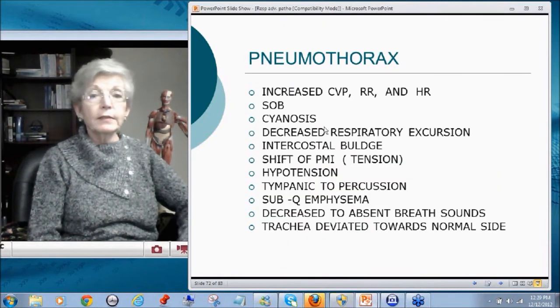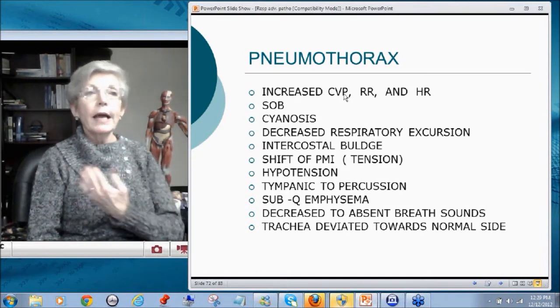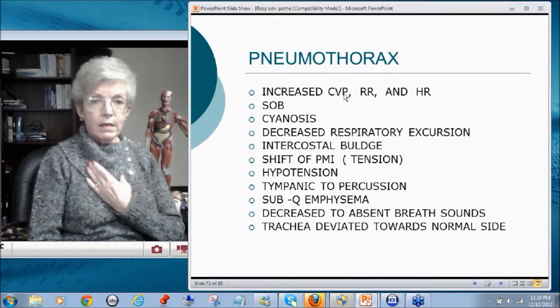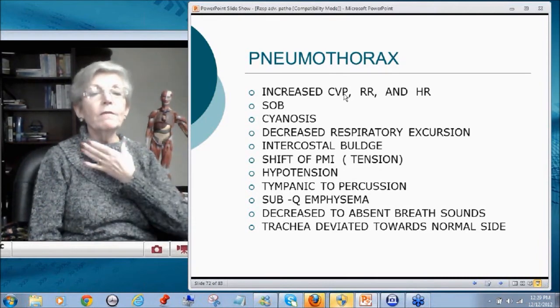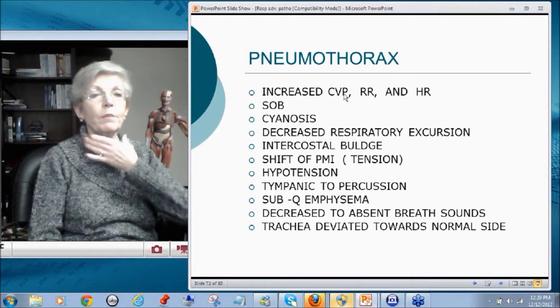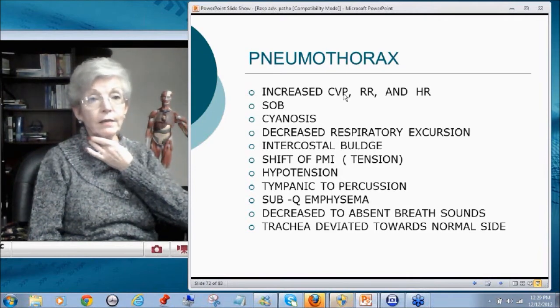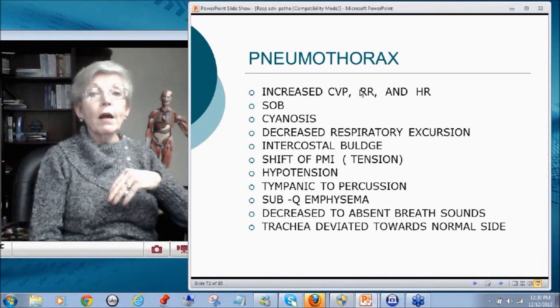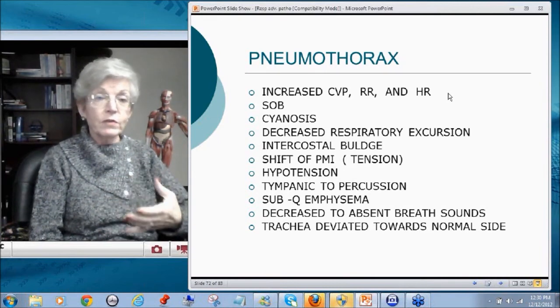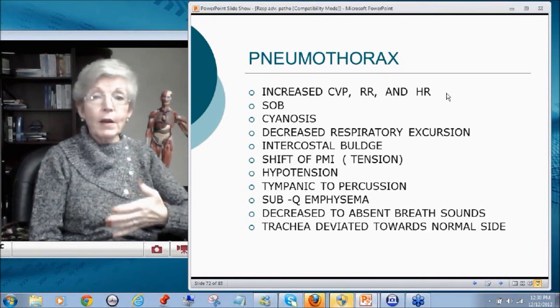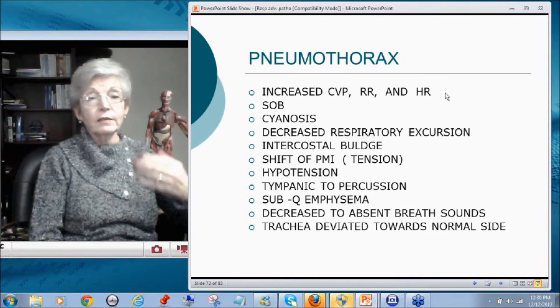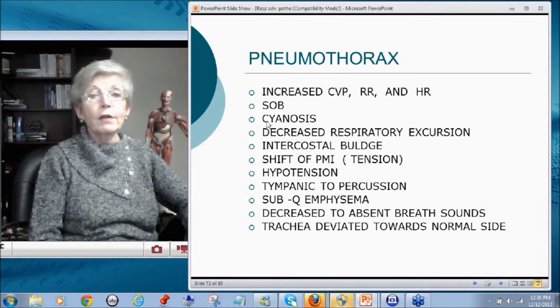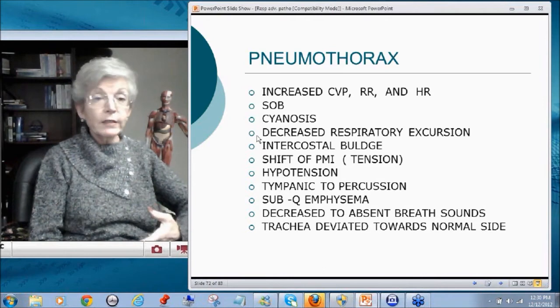So in a pneumothorax, the signs that we see are an increased CVP, because if we're collapsing the lung, then we're impeding venous return. And we're impeding venous return also from the head. So we get JVD, we get an increase in CVP, an increase in respiratory rate and heart rate because the lung's collapsing, the patient's in pain, profoundly hypoxic, and the sympathetic surge. Shortness of breath, cyanosis, decreased respiratory excursion.